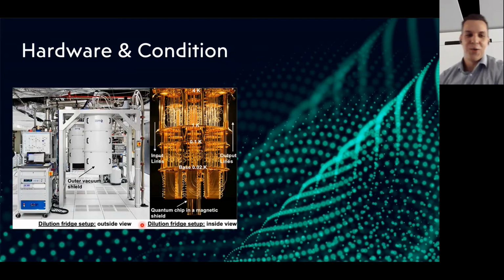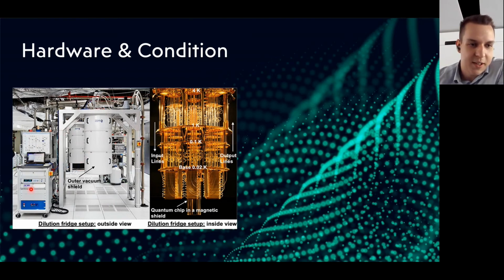Now we see something that could be interesting. This is the IBM quantum computer, and you see this white box container. This is actually a big refrigerator, our fridge. That is super cool, cooler than outer space. And that's where the whole magic is happening inside.